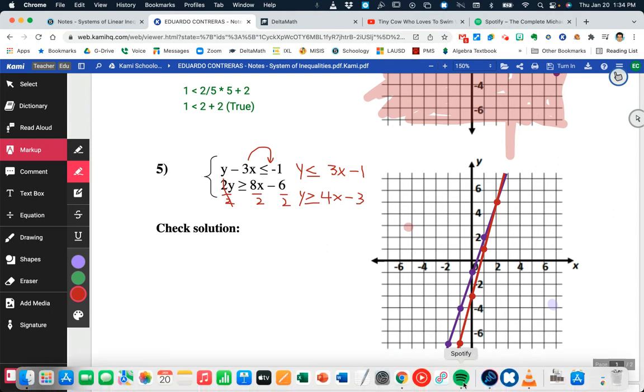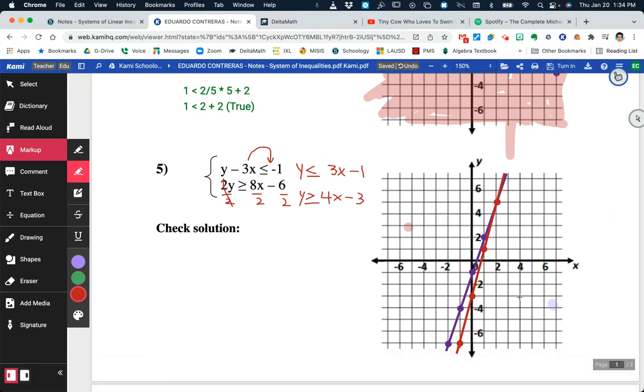Okay, so basically what I'm looking for, guys, is where is the overlap? What would shade both of those? Remember, the purple one down, the red one up. Where's the overlap? Yeah, just -1, -5, just that tiny little sliver.